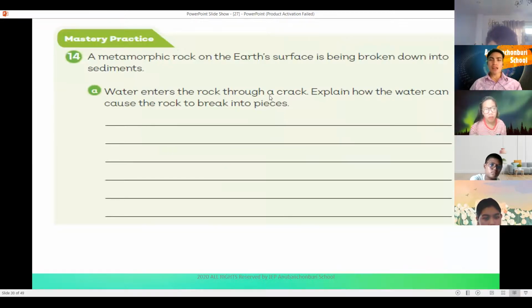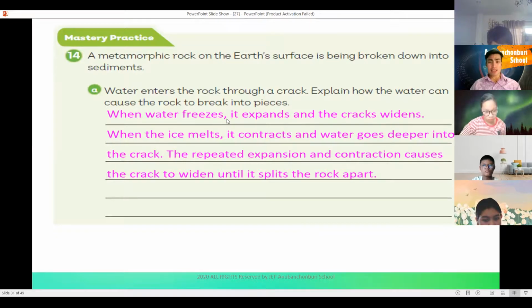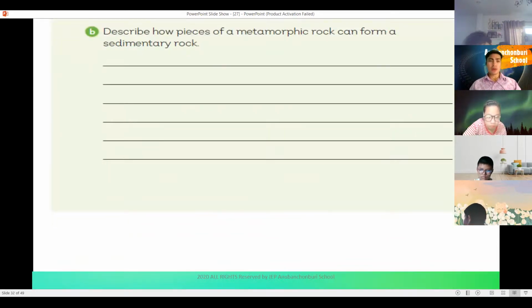Okay, water enters the rock through a crack. This one means you need to write your answer. Explain how the water can cause the rock to break into pieces. So I'll just show you the answers here. When water freezes, it expands and the crack widens. When the ice melts, it contracts and the water goes deeper into the crack. The repeated expansion and contraction causes the crack to widen until it splits the rock apart. Okay? So those are the things that we are going to answer.